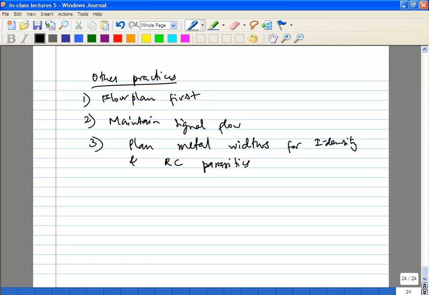Next thing you might want to do is plan your metal widths for your current density and your RC parasitics. For example, you take your VDD lines, you don't care about capacitance, you want to make them as wide as possible. Find out how much total current your circuit is taking, peak current. So plan and give some margin and then you put it in there. And you probably want to stack up multiple metals. If you are connecting, let's say, one inverter to the other, you may just decide to do a smaller, thinner piece of metal. So those are all things you can plan for.